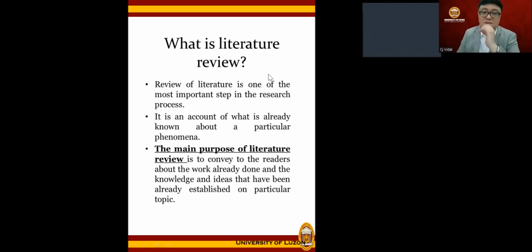the most important steps in the research process. It basically serves the main purpose of conveying to the readers the work already done in relation to what we had for discussion about the significance of this undertaking, as well as the knowledge and ideas that have been already established on a particular topic.